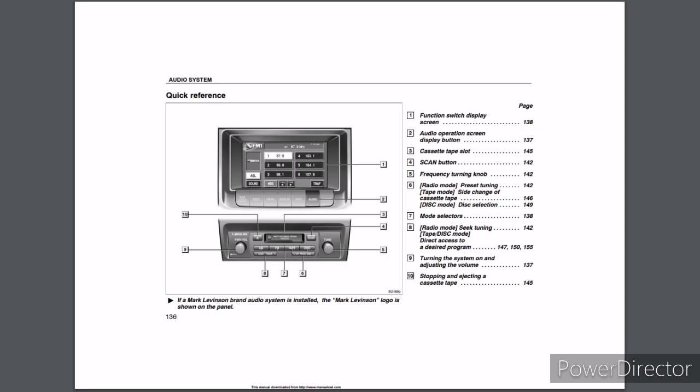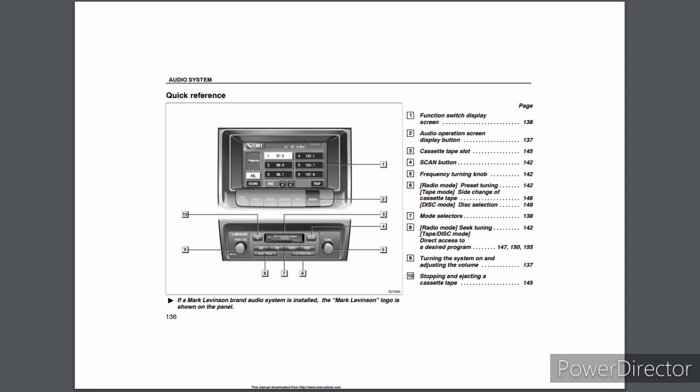1. Function switch display screen. 2. Audio operation screen display button. 3. Cassette tape slot. 4. Scan button. 5. Frequency tuning knob. 6. Radio mode: preset tuning. Tape mode: side change of cassette tape. Disc mode: disc selection.